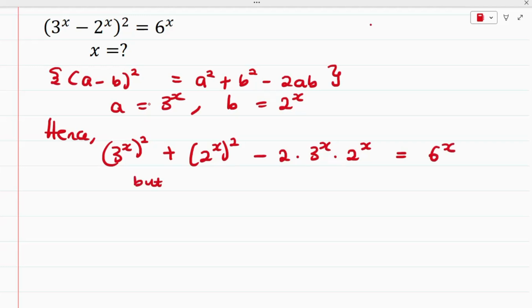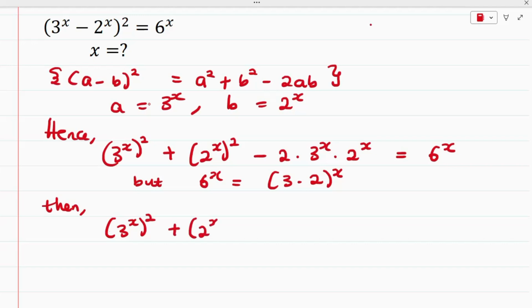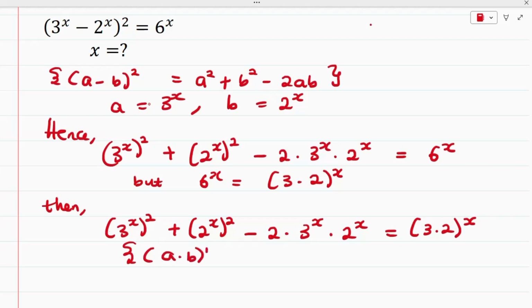But 6 raised to the power of x can be expressed as (3 multiply 2) all raised to the power of x. So then we have (3 raised to the power of x) squared plus (2 raised to the power of x) squared minus 2 multiply 3 raised to the power of x multiply 2 raised to the power of x, and this is equal to (3 multiply 2) all raised to the power of x. But we know that if we have (a multiply b) all raised to the power of m, this is equal to a raised to the power of m multiply b raised to the power of m.